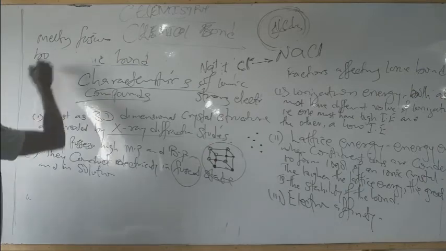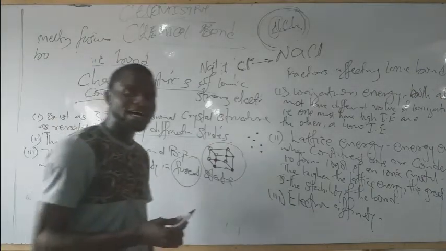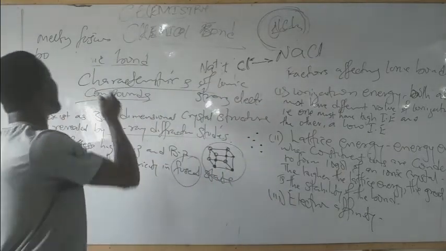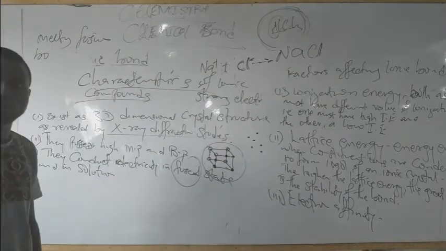And the word for boiling point is ebullition. Do you understand? Or ebullioscopic point. We can call it ebullioscopic point or ebullition. Then melting point is otherwise called fusion or cryoscopic point.